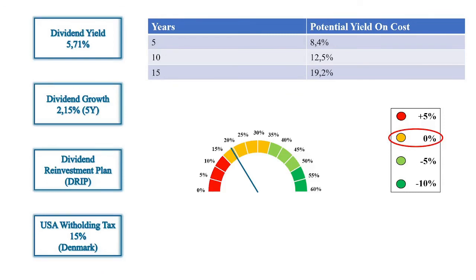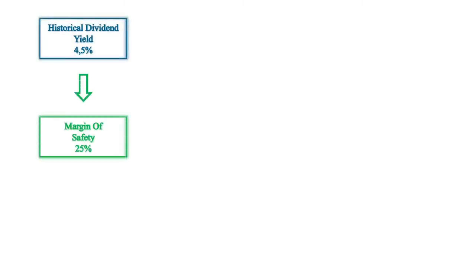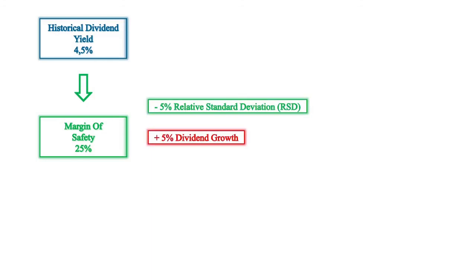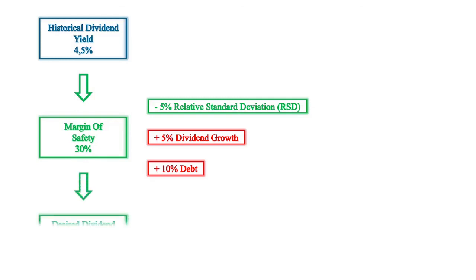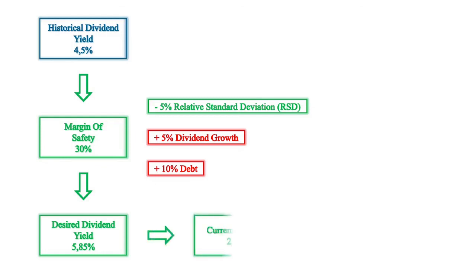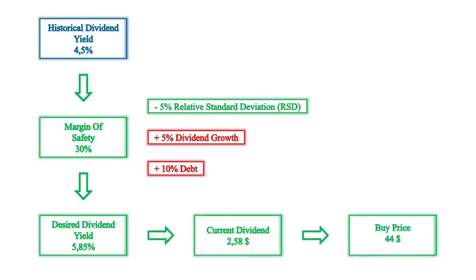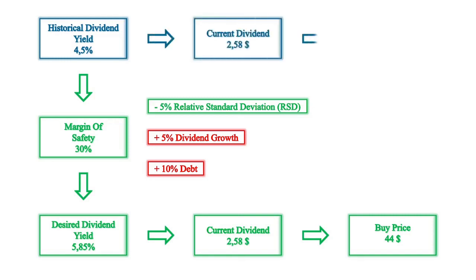Since every metric for my analysis has now been collected, it is time to adjust the margin of safety. Minus 5% for the relative standard deviation, plus 5% for the dividend growth, and plus 10% for the debt. Thereby, the new margin of safety becomes 30%. This leads to a desired dividend yield of 5.85%. With a current dividend of $2.58, I should therefore not pay more than $44 for the stock. By ignoring the margin of safety, the fair price of the stock is determined, which for Verizon is $57.